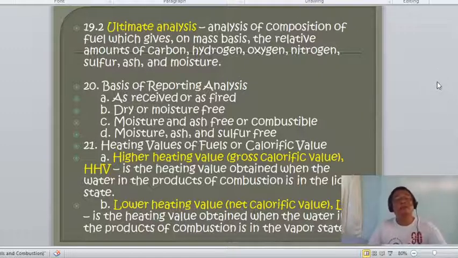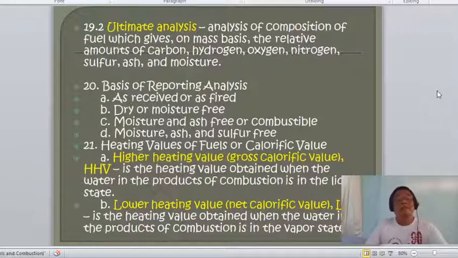Okay, so let's now go to the basis of reporting analysis. One is as received or as fired. Two is dry or moisture free. Three is moisture and ash free or combustible. Moisture, ash, and sulfur free. Anyway, in the other presentation, we are going to take an example of this, in order for us to be familiarized with the reports of the analysis of the coal.